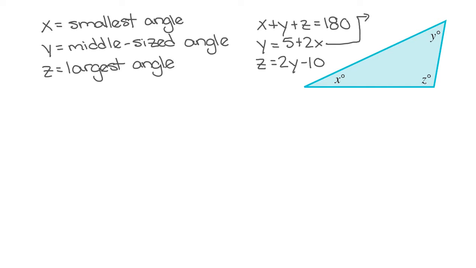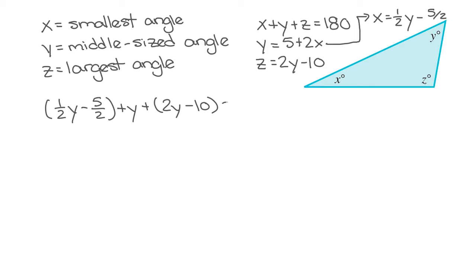Solving the second equation for x, we have x is equal to 1/2 y minus 5/2. Now we can substitute 1/2 y minus 5/2 in for x and 2y minus 10 in for z in the first equation. So we have 1/2 y minus 5/2 plus y plus 2y minus 10 is equal to 180. Now we're ready to solve for y.